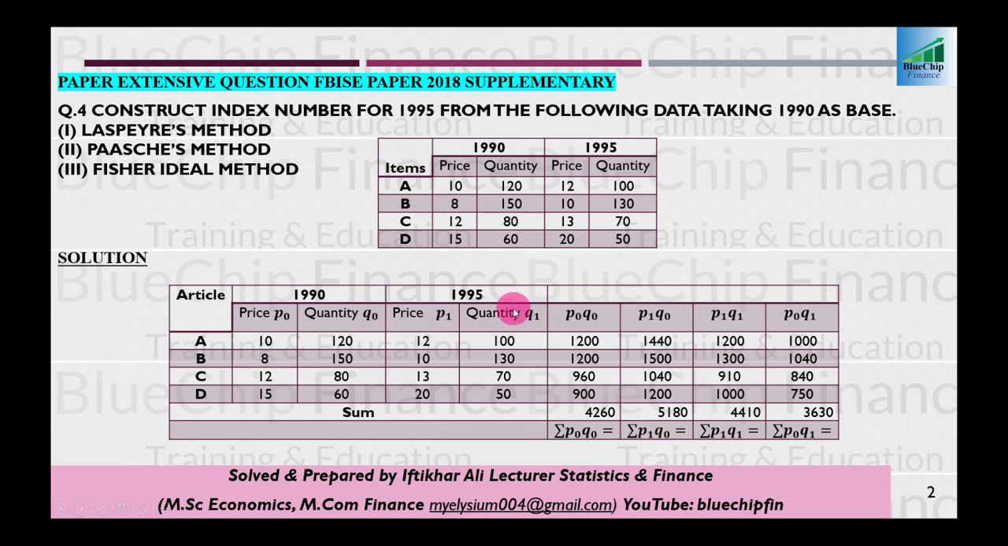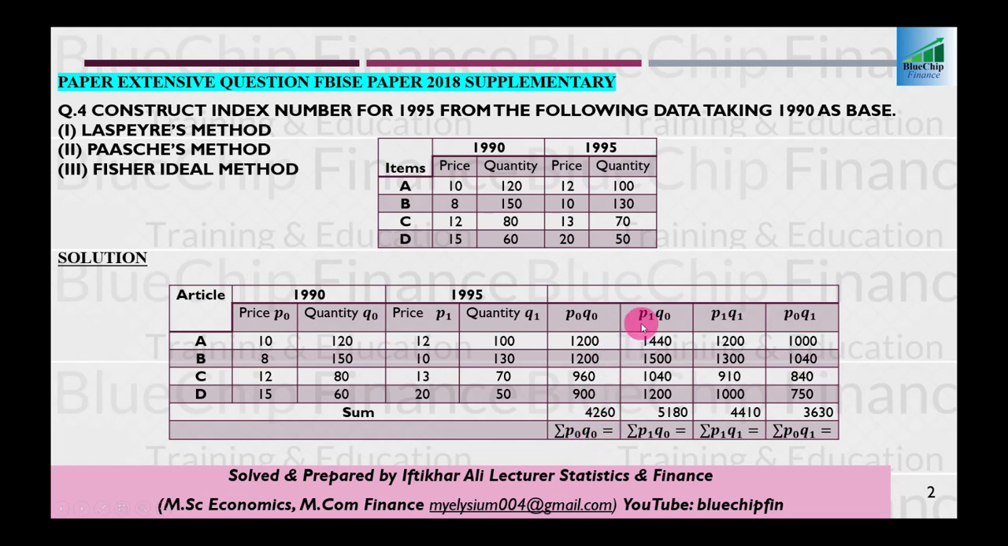और जस्ट इन के रेफरेंस से मल्टीप्लाई करते जाएं P नॉट Q नॉट. सो वेयर इज P नॉट? हियर इज P नॉट एंड Q नॉट. So 10 multiplied by 120, 8 multiplied by 150, 12 multiplied by 80, 15 multiplied by 60. Calculations are given here. Just take the sum, that is 4260. So your sum of P naught Q naught equals 4260.